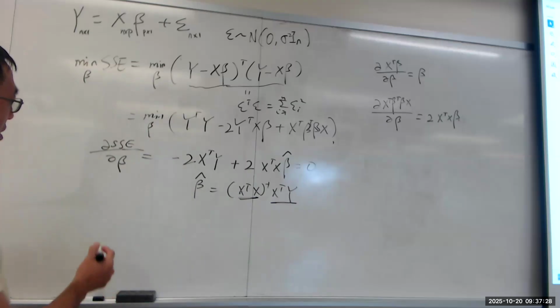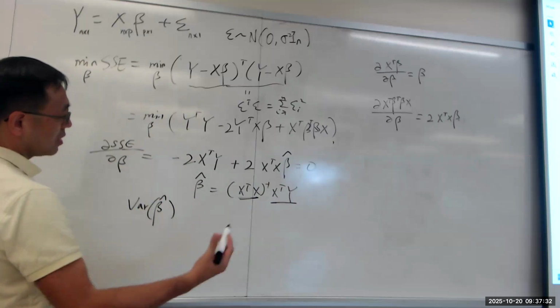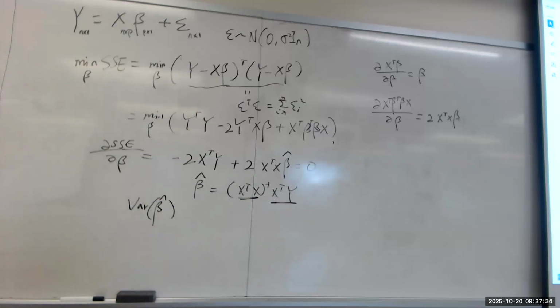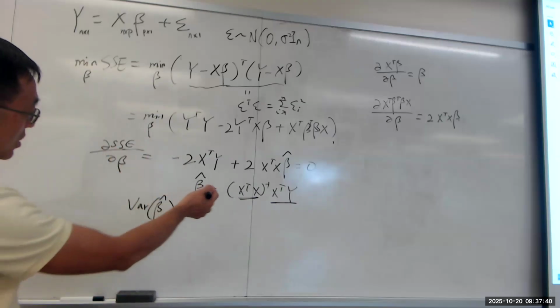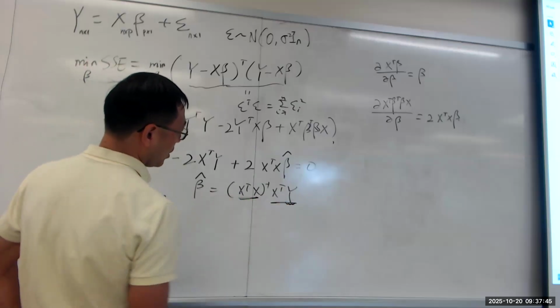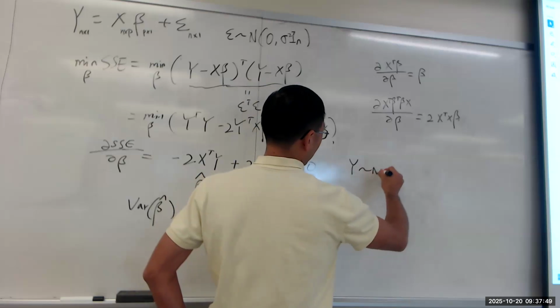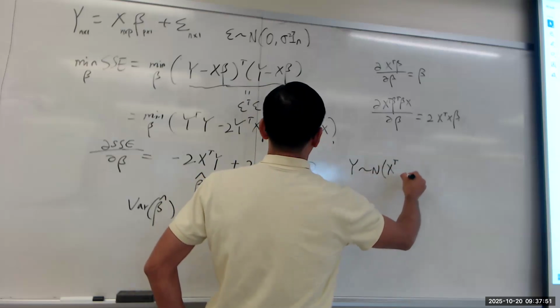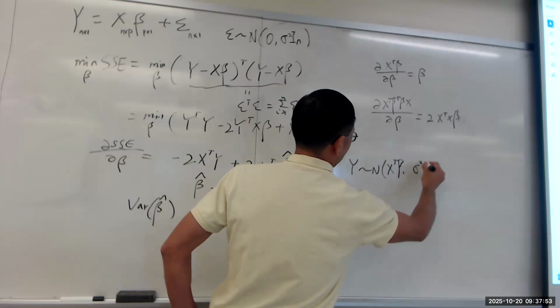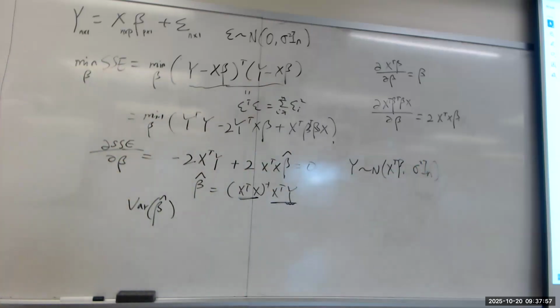For the variance, the variance of the beta hat is essentially obtained from this form, because in this form what is random is y. The y is the random variable, multivariate normal, with mean x transpose beta and covariance sigma square times the identity.